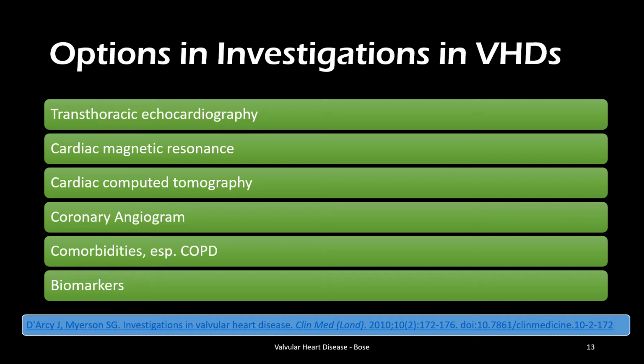Additional investigations that are done in valvular heart disease include cardiac magnetic resonance imaging, cardiac CT, coronary angiograms, and investigations for comorbidities such as COPD. And if the stress on the heart is rising, then it also shows up on cardiospecific biomarkers such as troponin I and troponin T.